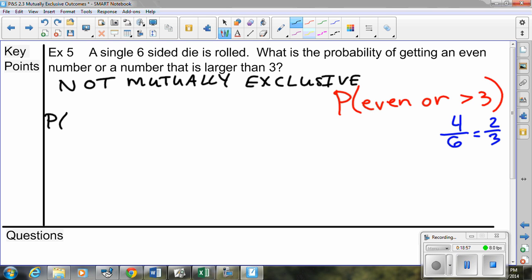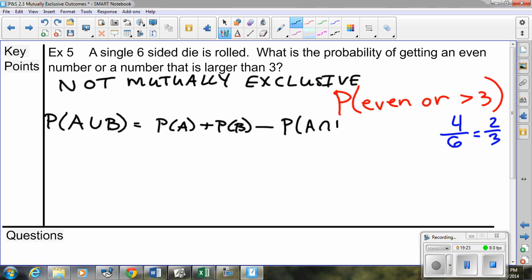It tells us the probability of A union B we can get by taking the probability of the first one, add up the probability of the second one, and if we were mutually exclusive, we'd be done right there. We could use that formula if it's mutually exclusive. Because it's not mutually exclusive, we have to subtract off this part. Remember, union basically means or, intersection means and.